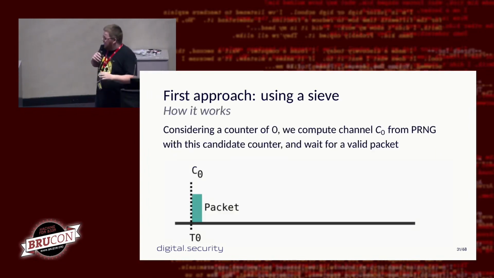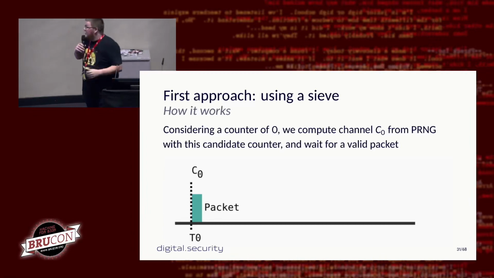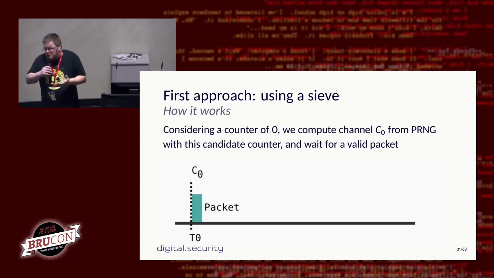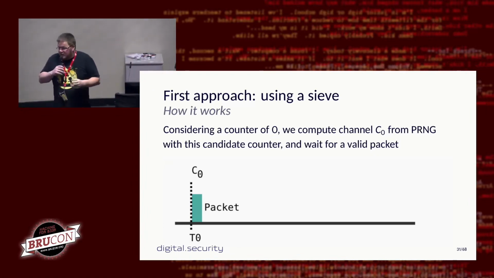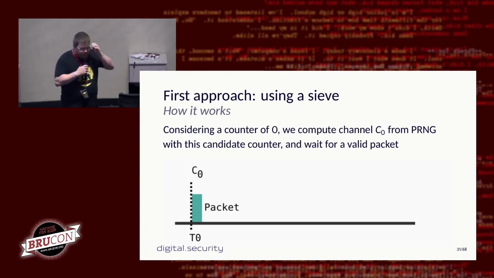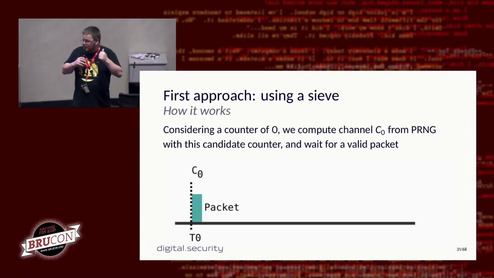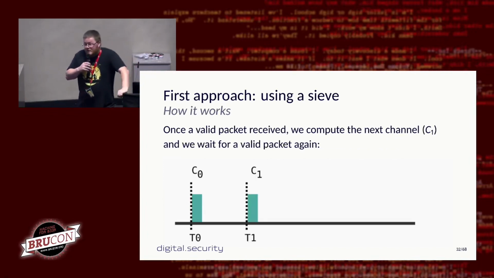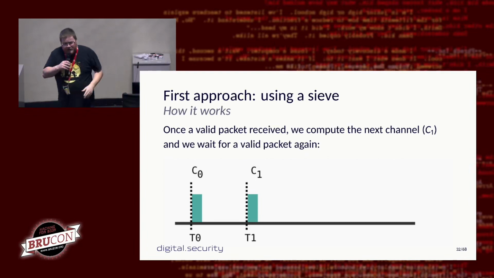Here is the attack to guess the counter used by your connection. At the very beginning, we consider the counter as a value of 0. We don't know the value, so we just pick one. We compute the channel corresponding to this counter: we know the channel identifier, we know the counter, we use the same computations with this RNG routine, and we get the channel. We wait for a packet on this channel. Once we get the packet, we compute the next channel based on the counter with the value 1, and we also wait for a packet.